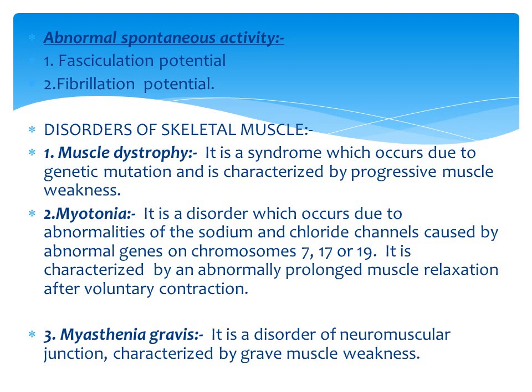Now coming to myotonia. It is a disorder which occurs due to abnormalities of the sodium and chloride channels caused by abnormal genes on chromosomes 7, 17 and 19. It is characterized by an abnormally prolonged muscle relaxation after voluntary contraction. That means after voluntary contraction, the muscle stays relaxed for a long time during which the next contraction is not possible.